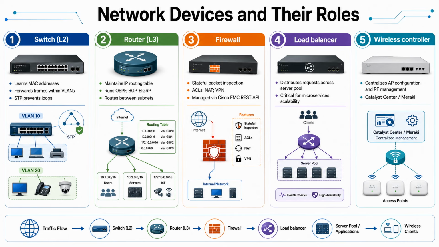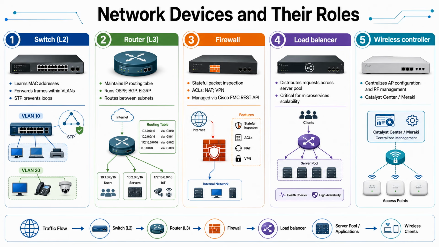The switch operates at layer 2, the data link layer. It builds a MAC address table, also called the Content Addressable Memory table, or CAM table, by watching which source MAC addresses arrive on which ports. When a frame comes in, the switch looks up the destination MAC in its CAM table and forwards the frame only to the correct outgoing port. This is far more efficient than a hub, which broadcasts every frame to every port.